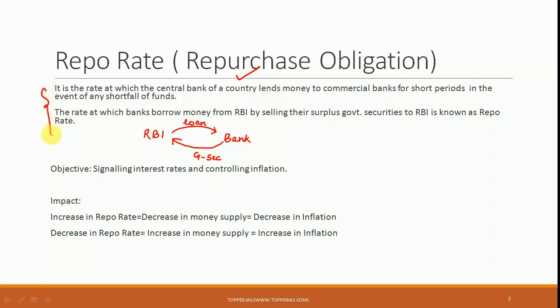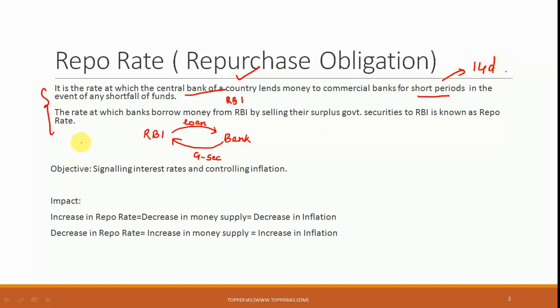Now coming to the definition aspect, the first definition is that it is the rate at which the central bank of a country, which in case of India is RBI, lends money to a commercial bank for short periods in the event of any shortfall of funds. Now what is important here is that this is a loan that the bank is taking for a short time period, which is approximately 14 days.